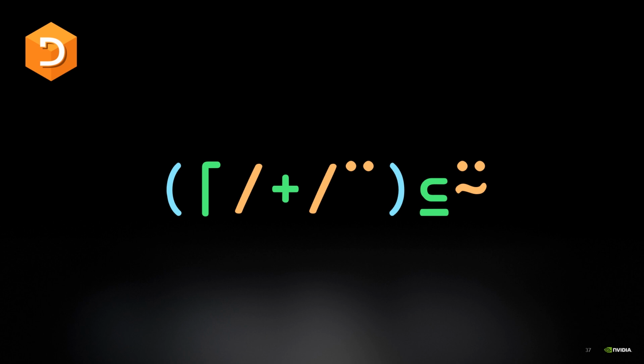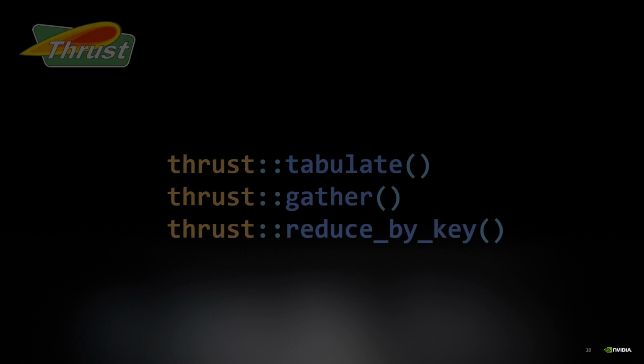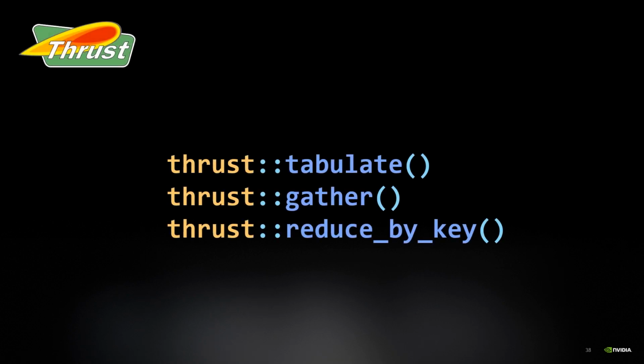To highlight, we saw 3 examples: one of thrust tabulate, one of thrust gather, and one of thrust reduce by key. Like I said, we don't have time to go through all of the 20 algorithms that exist outside of the C++ standard library, but these algorithms are super useful, and I highly encourage you to go check out the algorithms that only exist in thrust, because in a lot of cases, they're exactly what you're looking for.